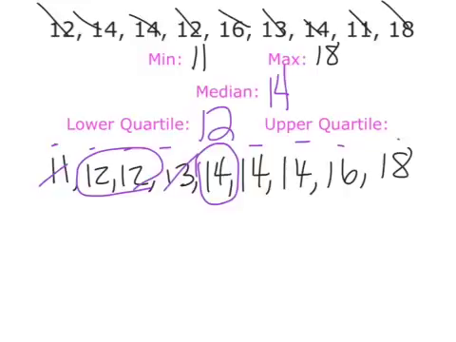But now I have to do my upper quartile, and it's just a little bit harder. So I'm going to mark out, and I'm going to have to average those two numbers. Now I can average them, or I can simply think, what goes in between 14 and 16? And that's just 15. So that's not too bad.